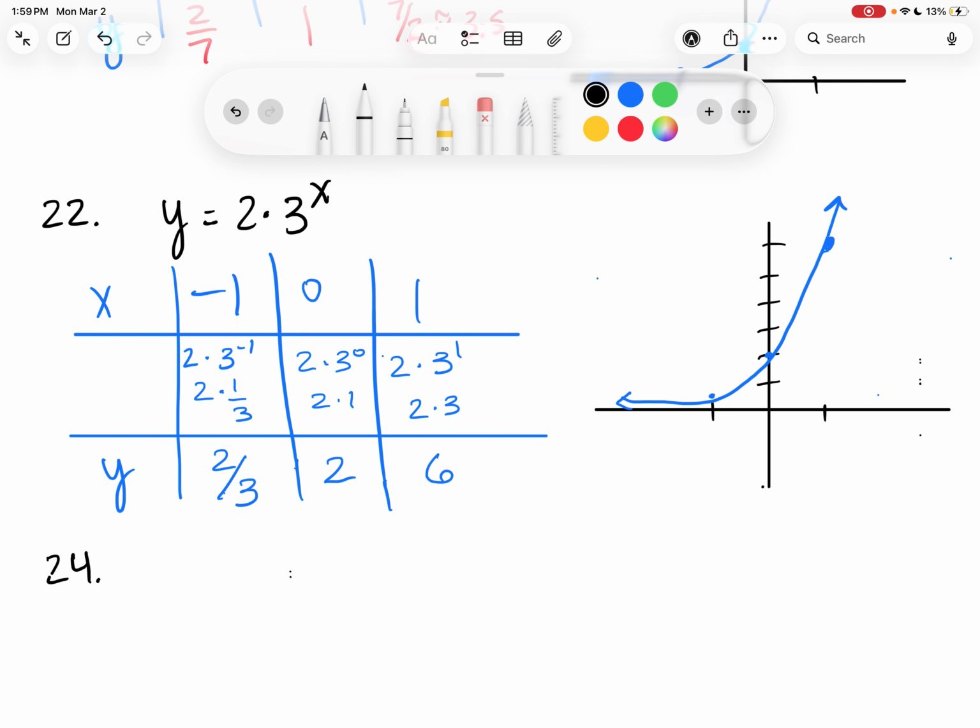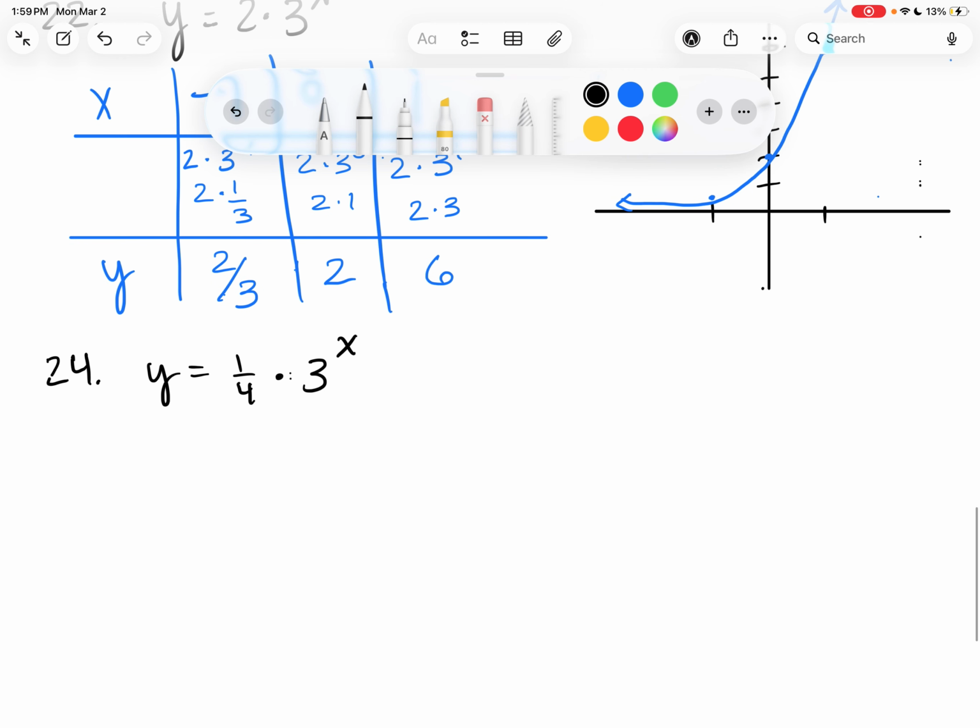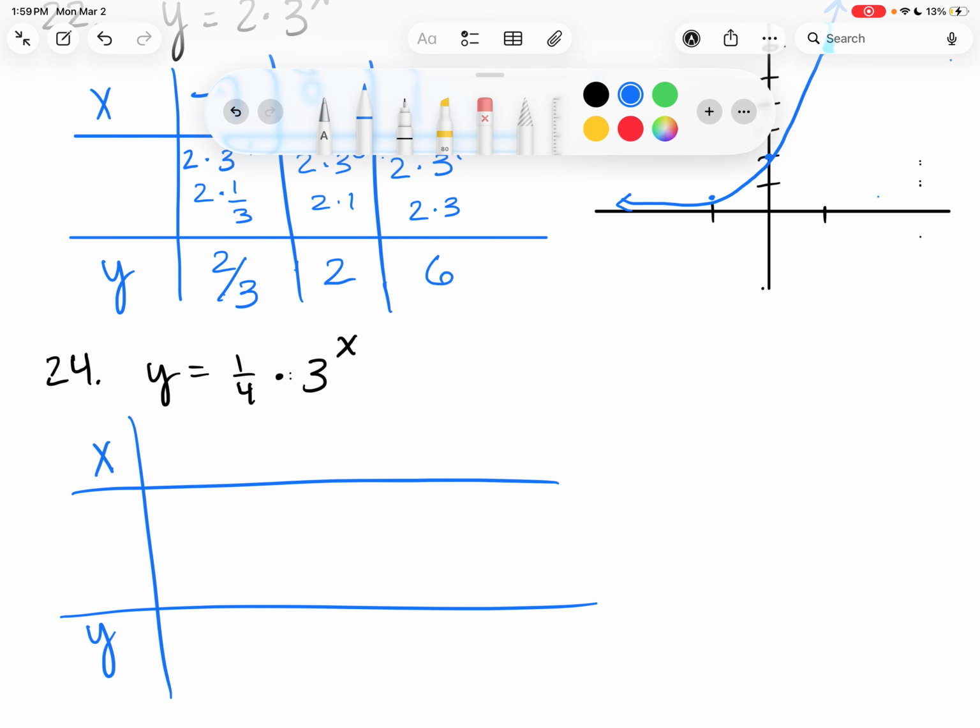24. Y equals 1/4 times 3 to the x. So I'm going to set up my table again. Still going with negative 1, 0, and 1.